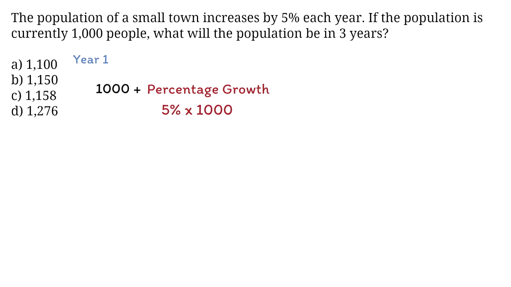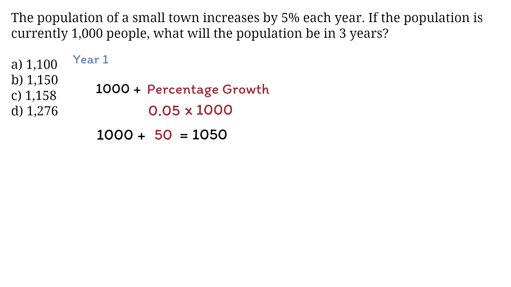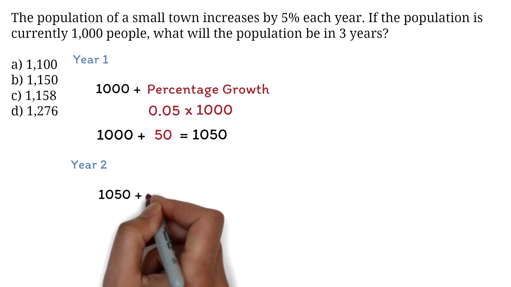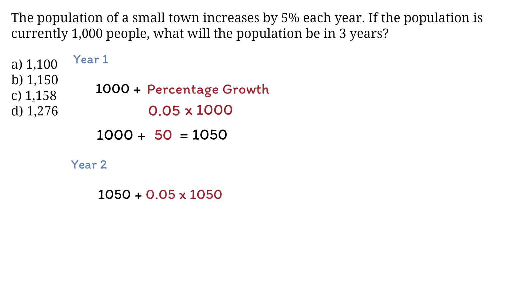5% is 5 over 100, which is 0.05. 0.05 times 1,000 is 50. We add it to the 1,000 to get 1,050. For the second year, we have 1,050 plus 0.05 times 1,050. We work this out to get 1,102.5.